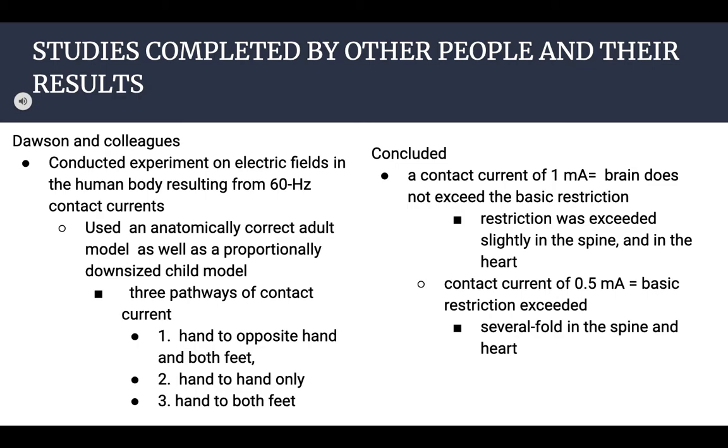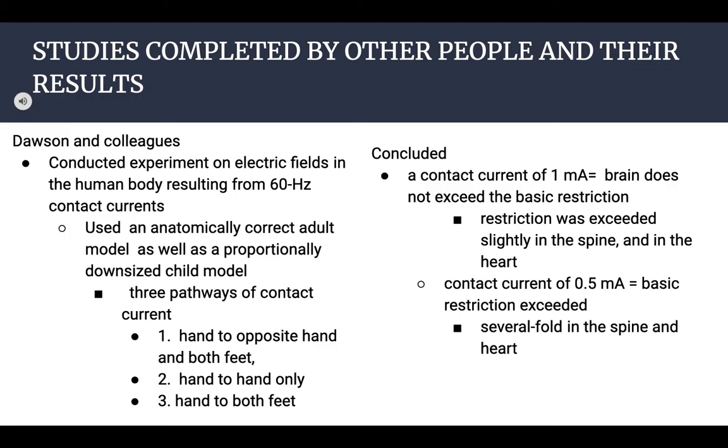Dawson was able to define 3 pathways of contact current that were modeled through his mannequins. One of them being hand to opposite hand and both feet, the second one hand to hand only, and the third one hand to both feet. Because of the adult model's larger size relative to the child, it showed a lower electric field and current density value per unit of contact current.